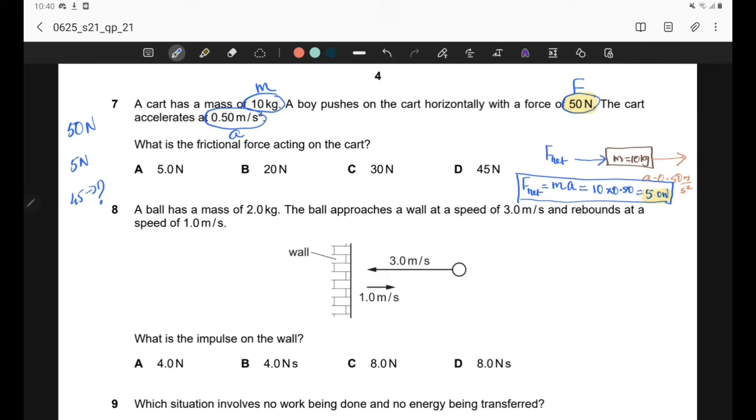So that means we can understand this 45 Newton force has been used against frictional force, or it must be wasted to work against friction. So the correct answer is 45, option D.